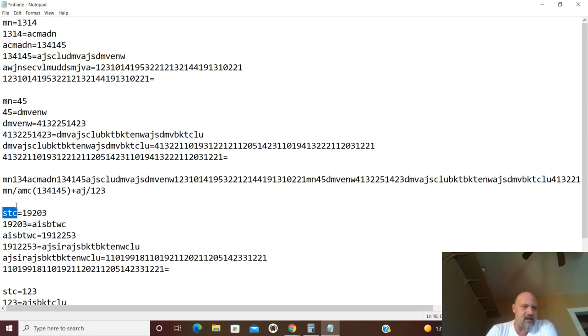And this is Joan Jett and the Blackhearts, I Love Rock and Roll. Stand and change to dancing, and your extractions were STC. And I went ahead and converted that to 1920 and 3, the alphabetic order. And then I used the alphabetic order again and changed that to AIB or AISBTWC. And then we just kept going.